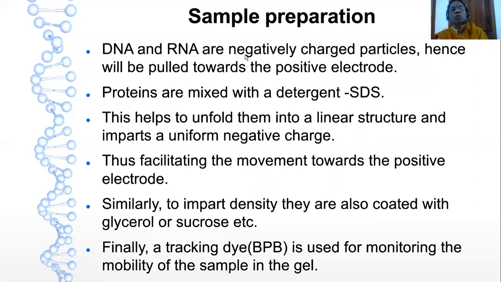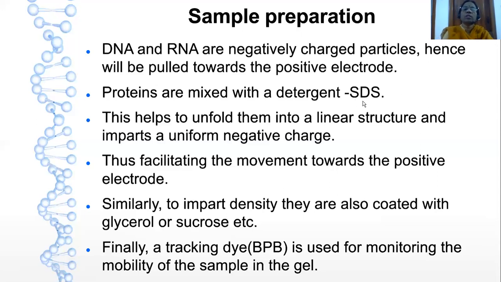Now, how do we prepare the sample? DNA and RNA are negatively charged particles, so they will be pulled towards the positive electrode. Whereas proteins, as we discussed, have both positive as well as negative charge. So for us to use them in electrophoresis, we need to add a detergent called SDS.